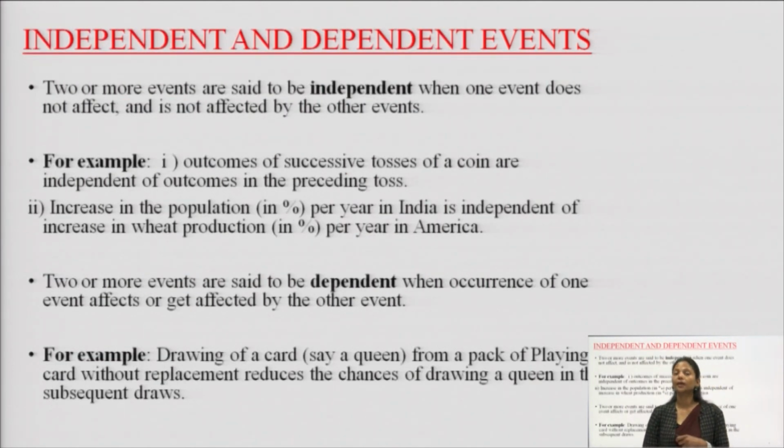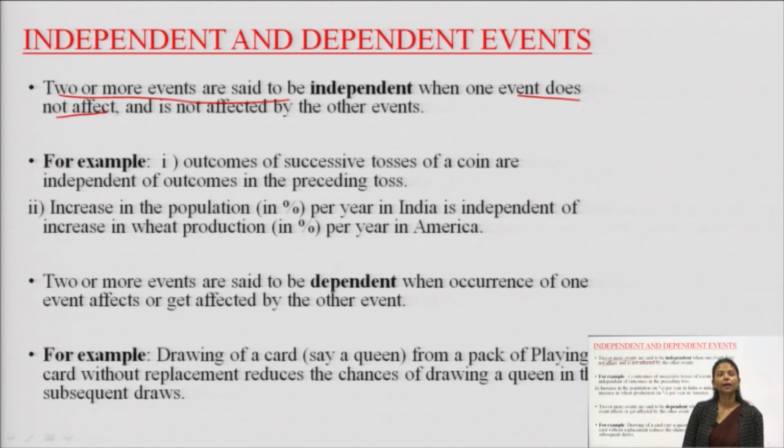Next comes independent and dependent events. Independent is when 2 or more events do not affect and are not affected by another event, and they are called independent events. For example, if I am rolling 2 dice, the result on 1 dice is not affected by the result on the other dice. Yes, they are not connected to each other.